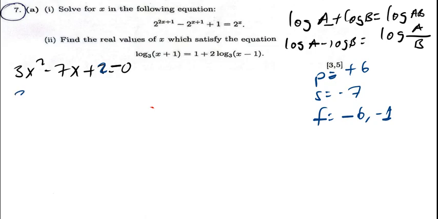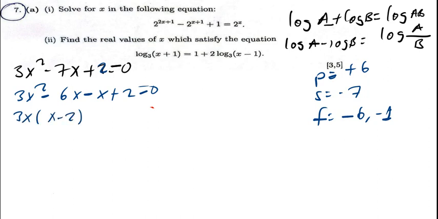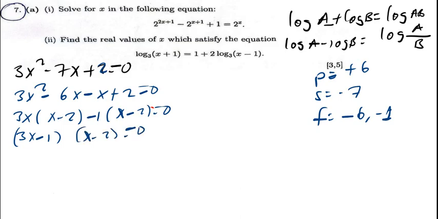So we'll have 3x squared minus 6x minus x plus 2 being equal to 0. Factor out 3x and I'll remain with x minus 2. Here factor out negative 1, I'll remain with x minus 2 being equal to 0. So I'll remain with 3x minus 1, then x minus 2 being equal to 0. So 3x minus 1 is equal to 0, and x minus 2 is equal to 0.